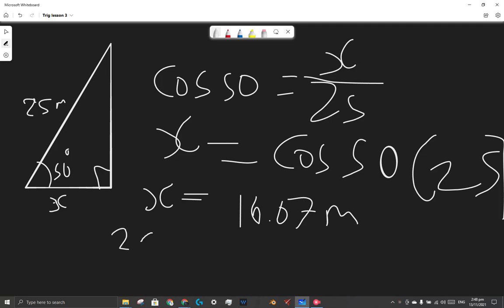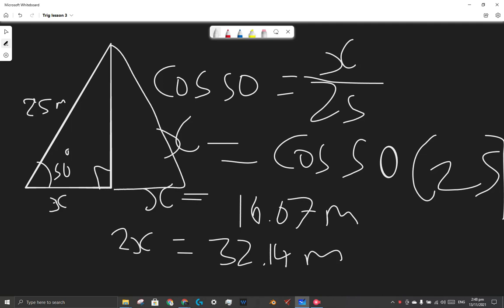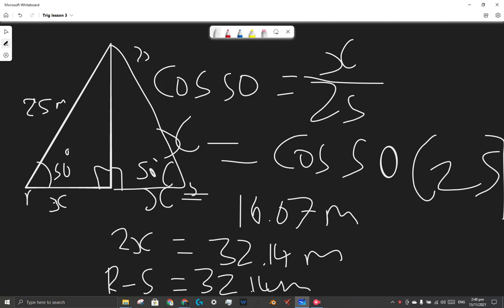Step 2, but remember, this is only half, so we need to double X. That means 2X will be this number times 2, which is 32.14 meters. Henceforth, looking back at the right angle triangle we actually had initially, going from R to S, if you got R to S to be 32.14 meters, then well done.